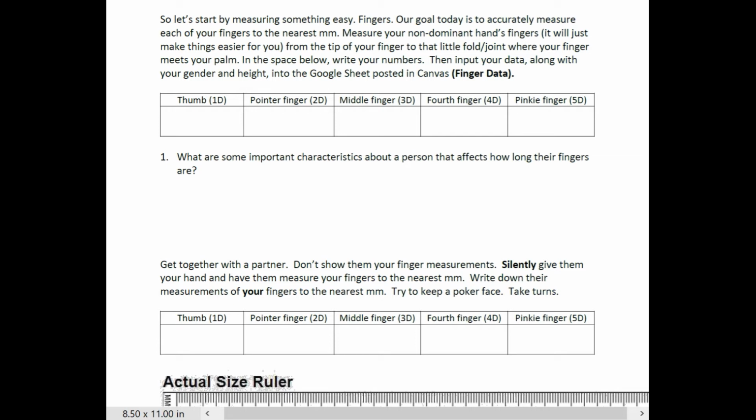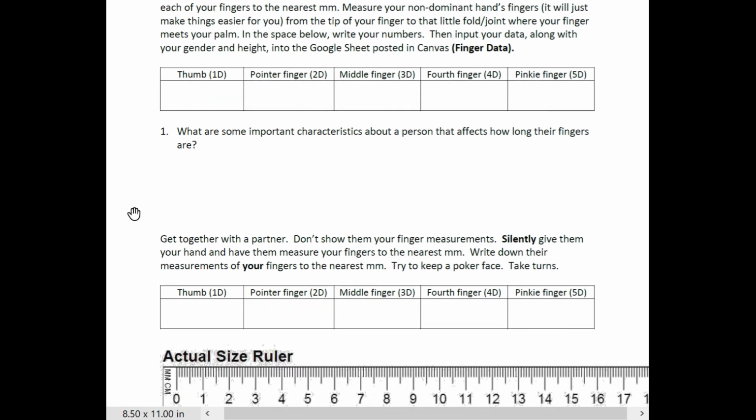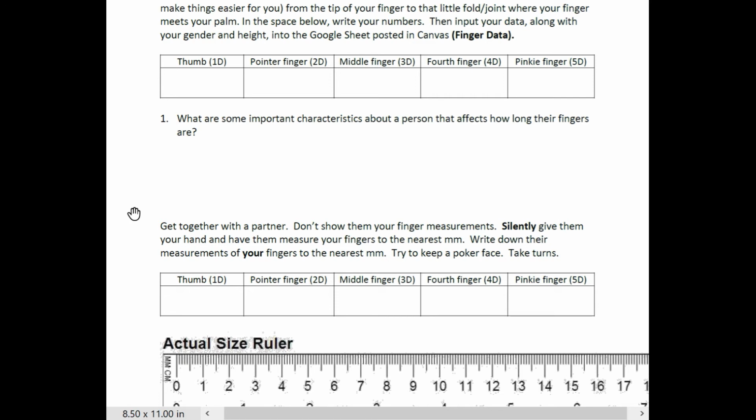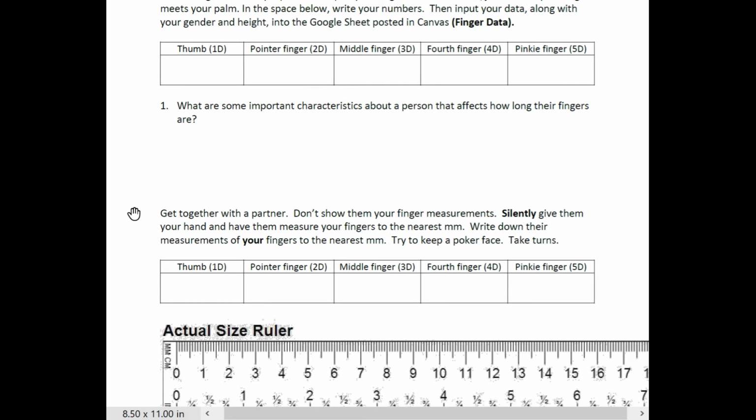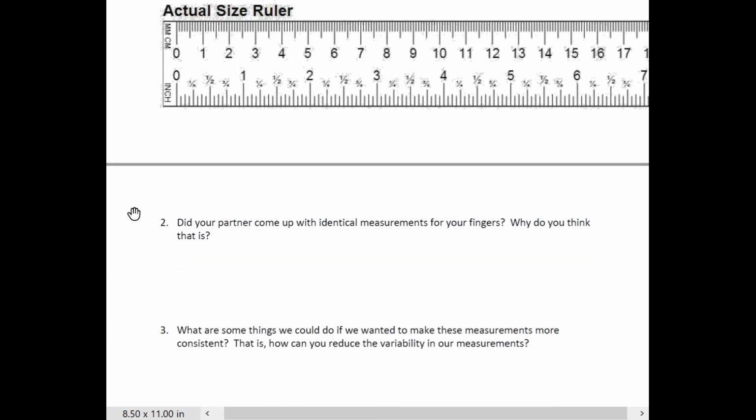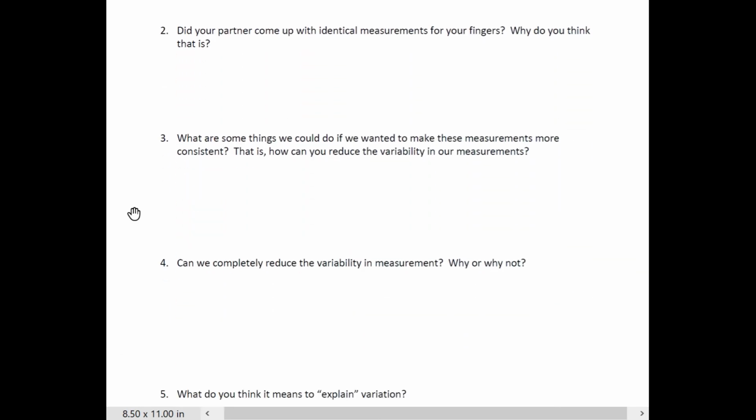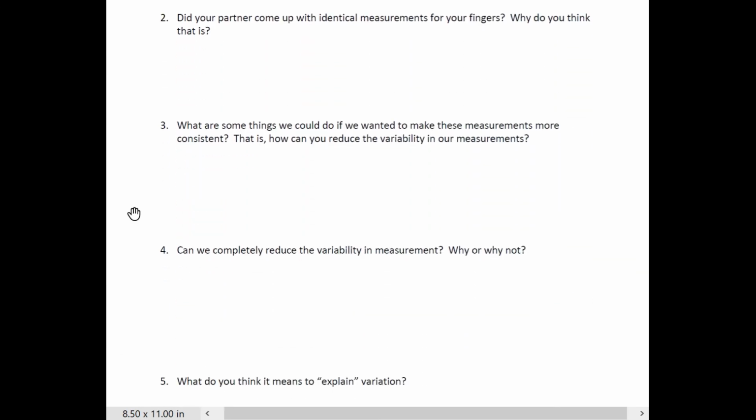Now, after you've had a chance to record your second set of measurements, take a look at these two sets of measurements. Did you get two identical sets of measurements for your fingers? After all, your fingers have presumably not changed much in length in a couple of minutes. So on number 2, did you get identical measurements? And if you didn't come up with those, then why do you think that is?